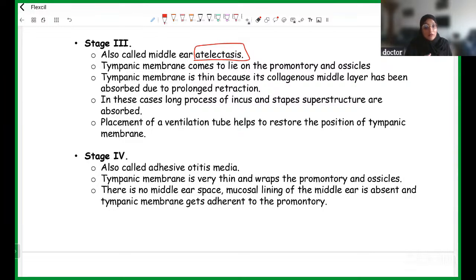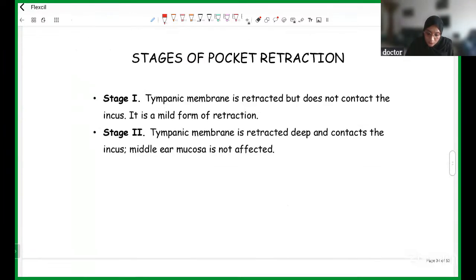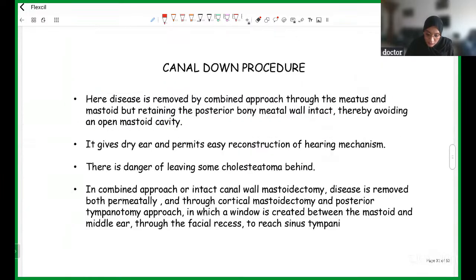Under the microscope, you will see keratinizing squamous epithelium. If you see that, then it means that it is cholesteatoma. It is an important part of clinical examination of any chronic suppurative otitis media. Okay, so these are the stages of retraction pocket.